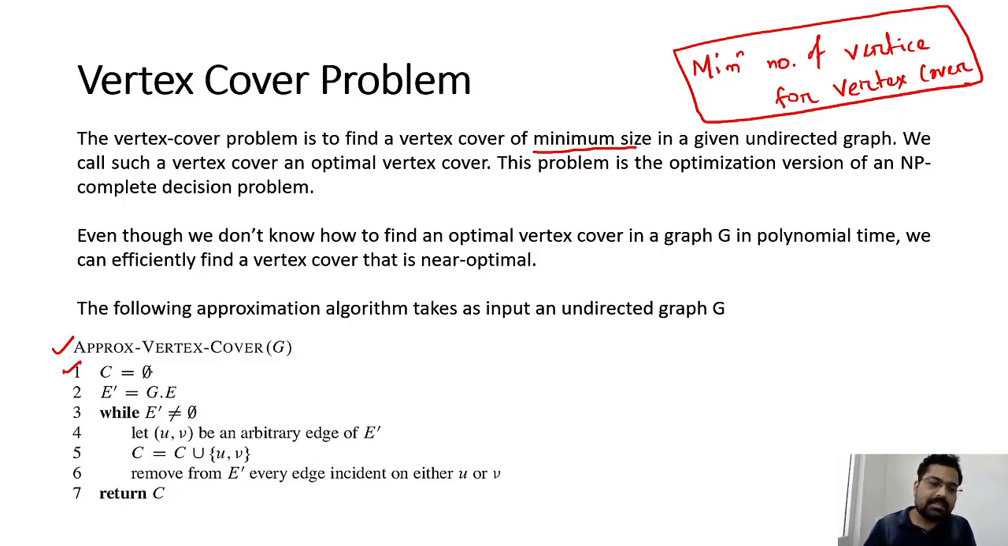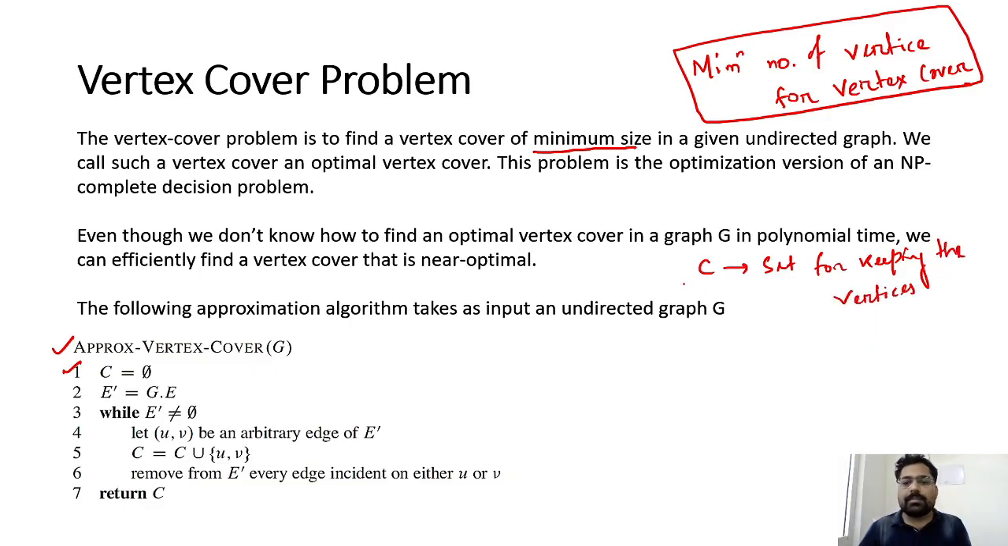Here C is a set. You can say C stands for the set for keeping the vertices. Next, E dash is equivalent to G dot E, representing the number of edges, and we continue until it is empty.